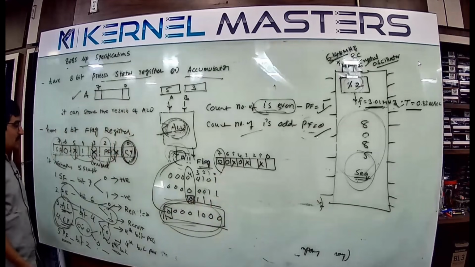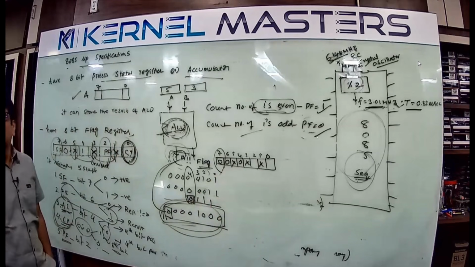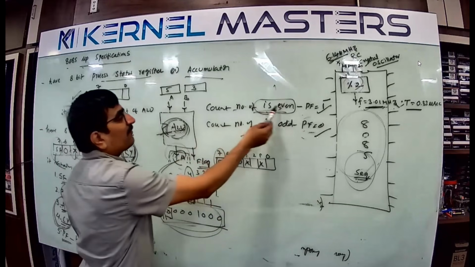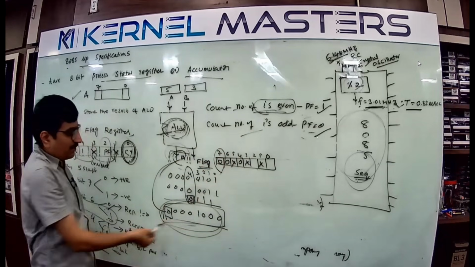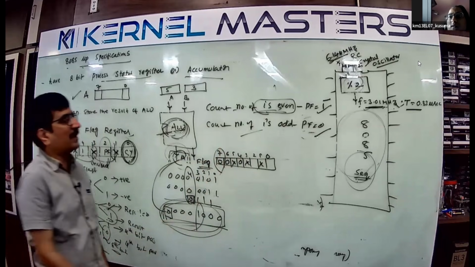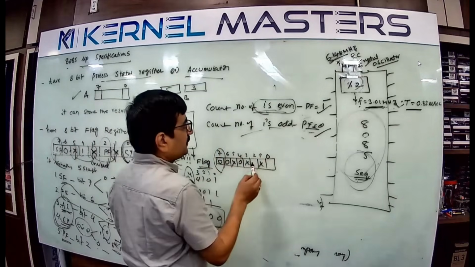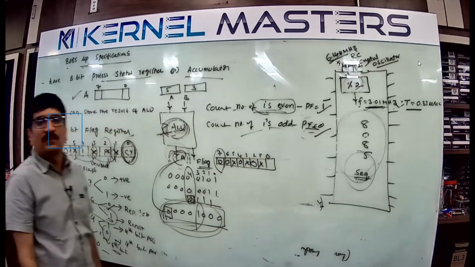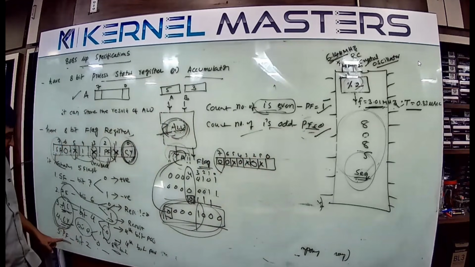What is the second bit position? Parity. Count the number of ones in the result. How many ones are there? 1, an odd number, so the value is 0. Then the last bit, bit 0, tell me.